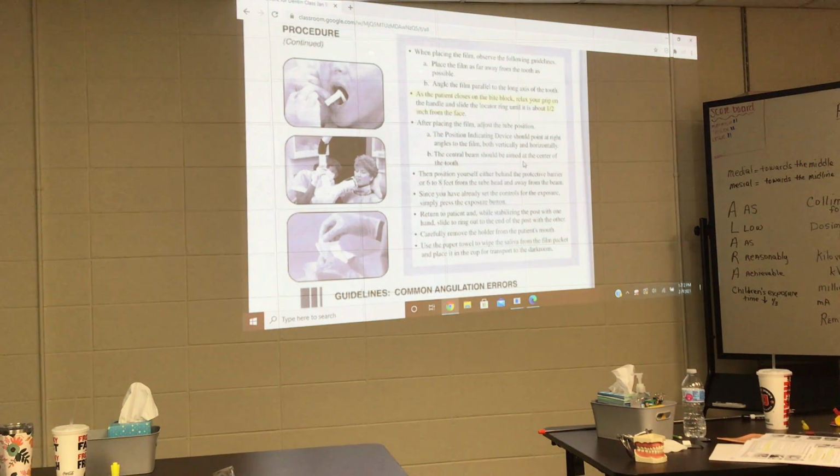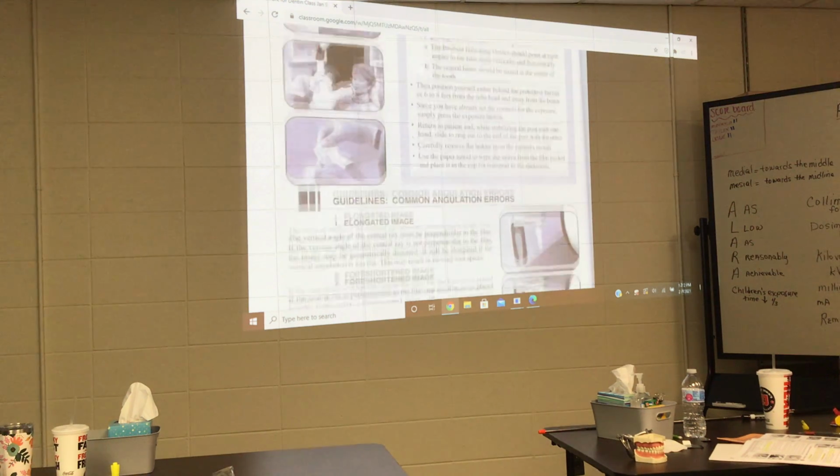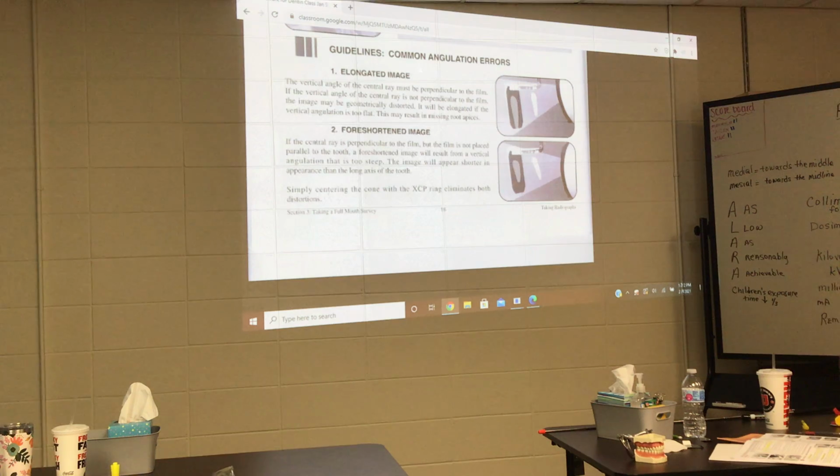Did that move? Yeah, this guidelines, common angulation errors at the bottom, that's what I need at the top. I know, but did the thing shift? Yeah, it definitely did. Yeah, it's okay, we're okay with it.